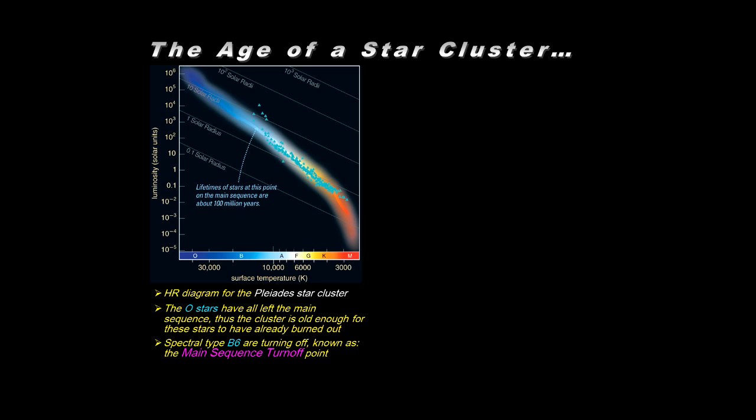So what we do is discover that actually spectral type B6 stars are just turning off. Here's what's called the main sequence turnoff point. The stars that are just leaving the main sequence happen to be spectral type B6. And so we know how old B6 type stars can be before they deplete their hydrogen and leave the main sequence. And as such, the age of the cluster is determined to be about 100 million years. It's a wonderful technique. Therefore, we know the age of the stars in that whole cluster.